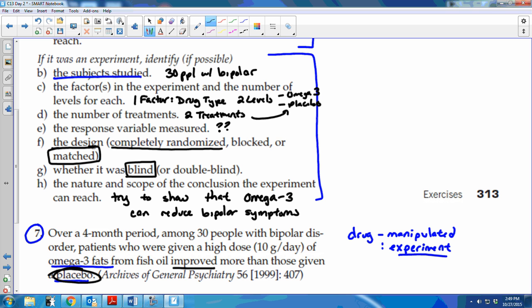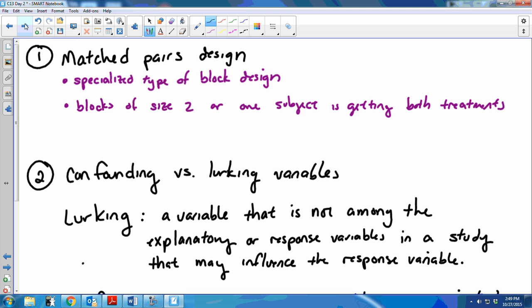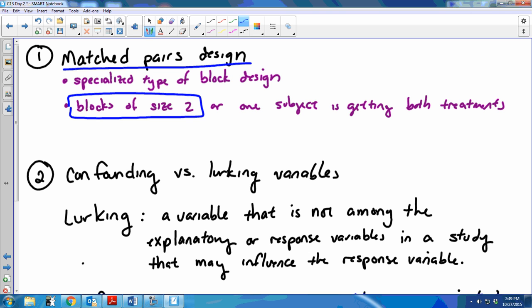Two more quick definitions that our book goes into, and then I'll be done. One is matched pairs experiments. It's a special type of block design where you have blocks of size 2, or you have one subject getting both treatments, which isn't as usual.